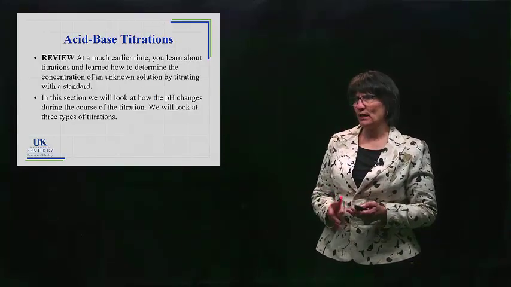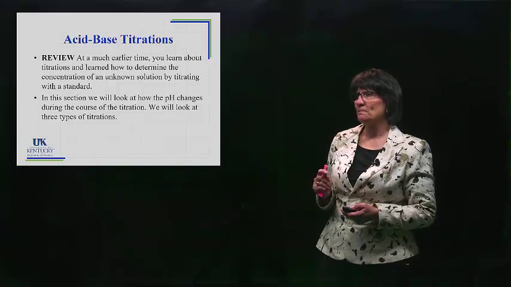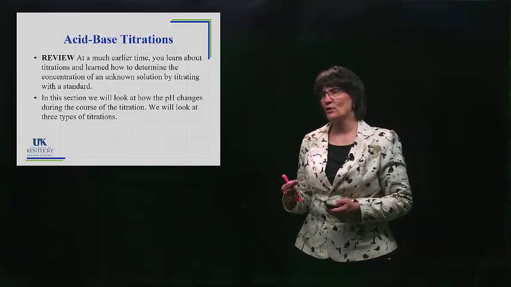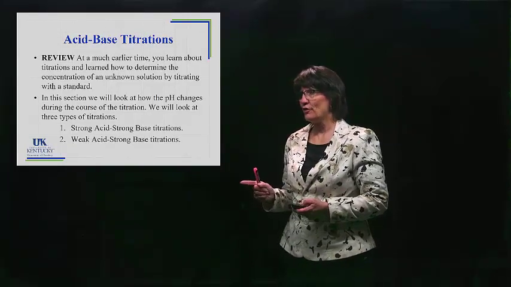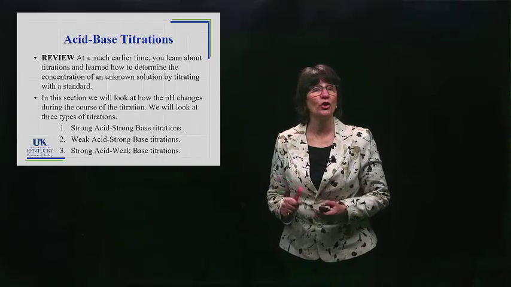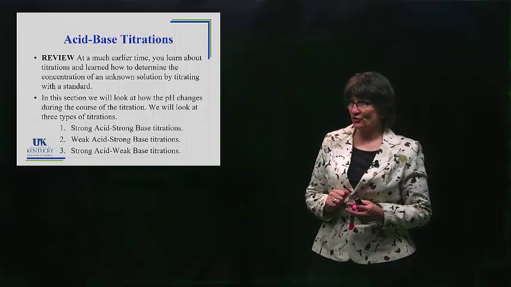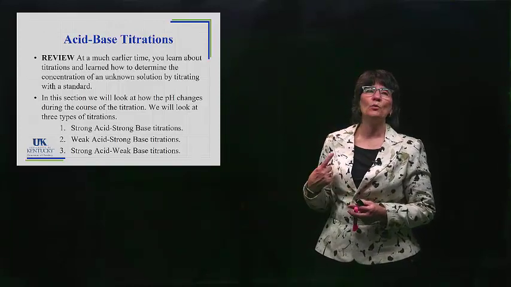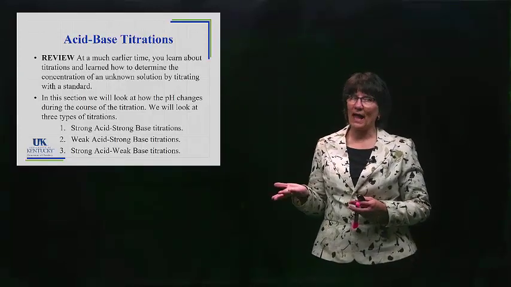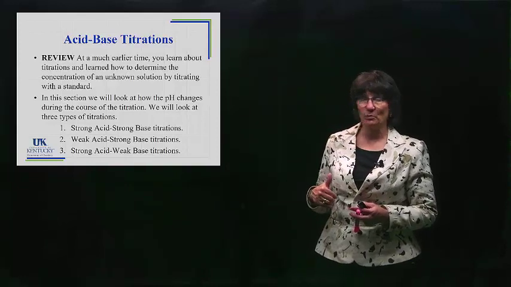So here's what we're doing here. We're going to calculate the pH as the course of the titration takes place. These are the possible scenarios that you're going to see. We'll start in this lesson with the first one, strong acid, strong base titrations. Then we will make one of them weak. Either the acid will be weak or the base will be weak.